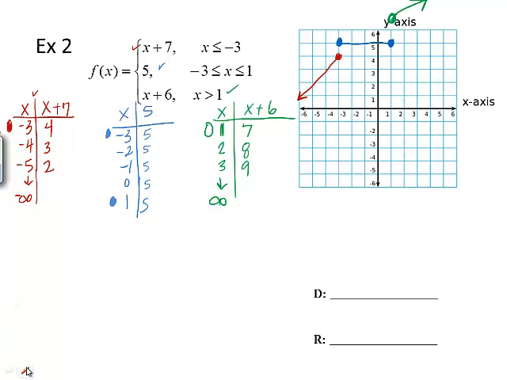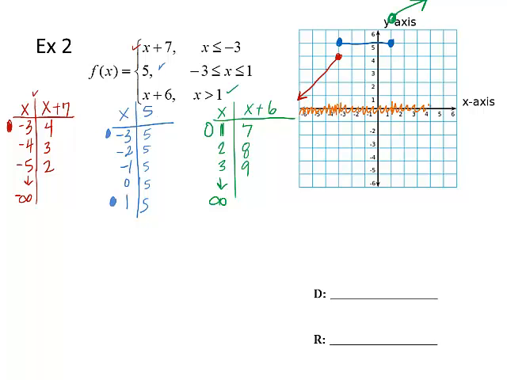Now let's analyze domain and range. If I look at the x values contained in my graph, these x values are contained by the red one. The blue one uses up all these x values. The green one does have an open circle here, but it's covered by the blue. So closed trumps the open.